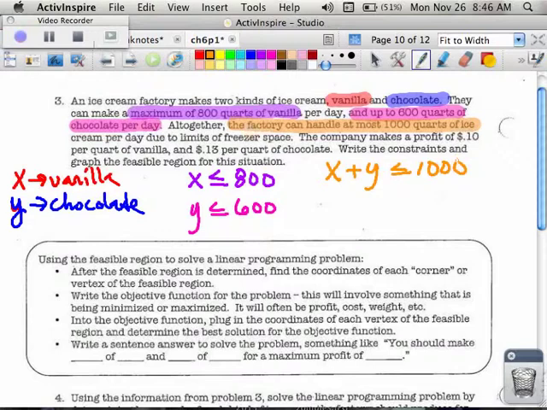Notice how they didn't mention anything else, so we still have in play those common sense constraints that we don't really talk about very often. Those constraints that we're saying that I know I'm not going to have a negative amount of vanilla, and I know that I'm not going to have a negative amount of chocolate.